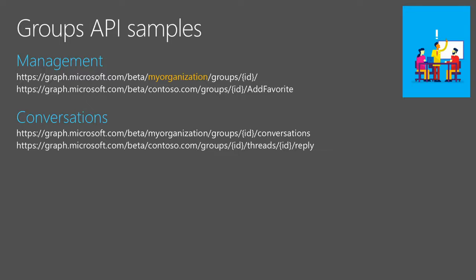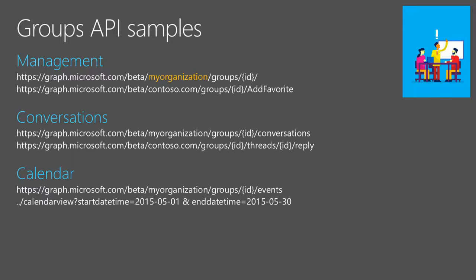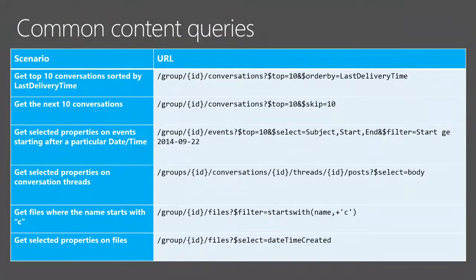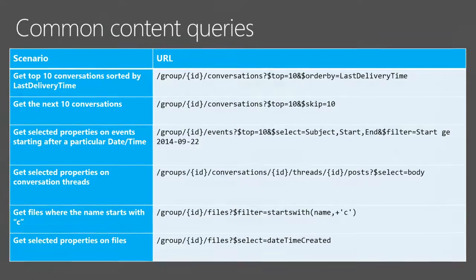And again, one key thing in the case of groups, we allow the app to go enumerate the list of groups available in the organization. And just like we provide a shortcut called me for users, we give you a shortcut called my organization, or you can specify the domain itself. So we have management, conversations, calendar, files, a pretty rich functionality. And again, there's a whole set of queries I have in there.